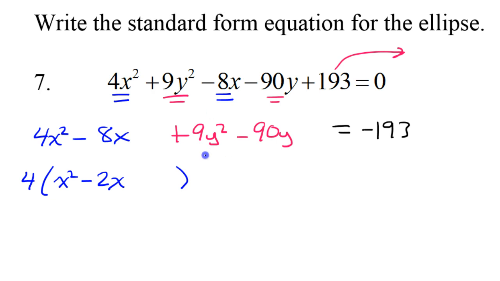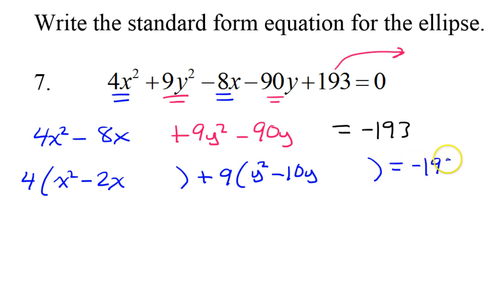And now I'm going to do the same thing with the y terms. I'm going to factor out that 9. So if I pull this 9 out front of parentheses, inside the parentheses I will have y squared minus 10y. And again, leave a little space here to complete the square. And that's equal to negative 193.